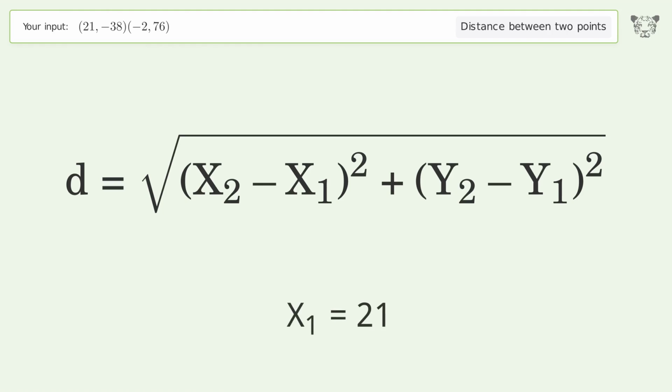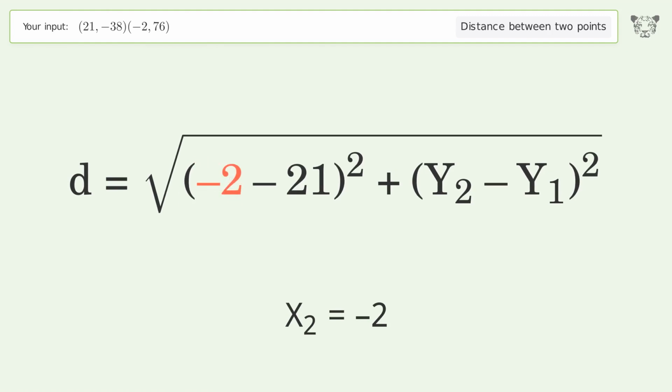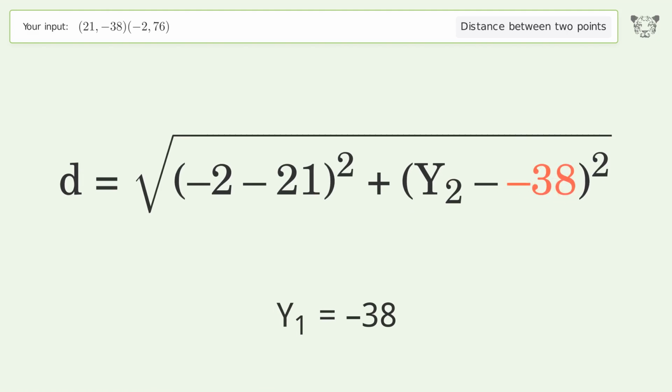x1 equals 21. x2 equals negative 2. y1 equals negative 38. y2 equals 76.